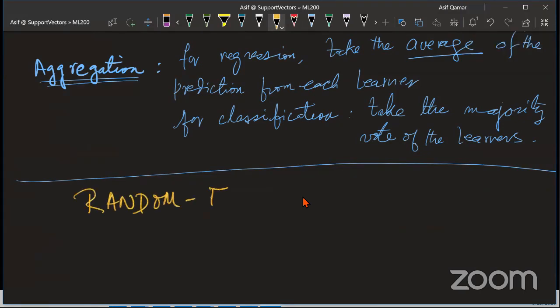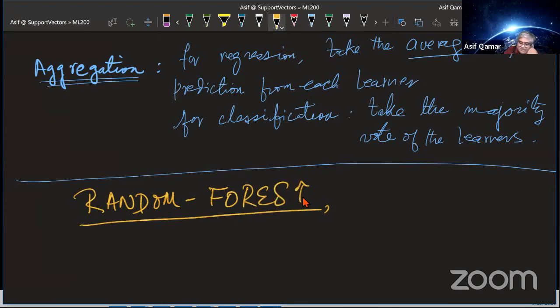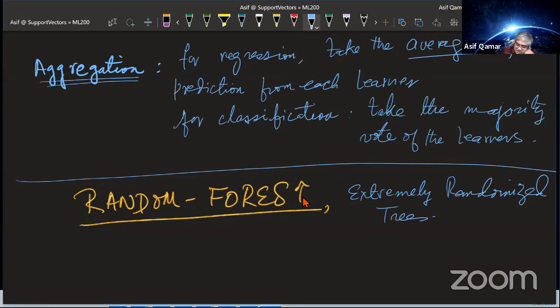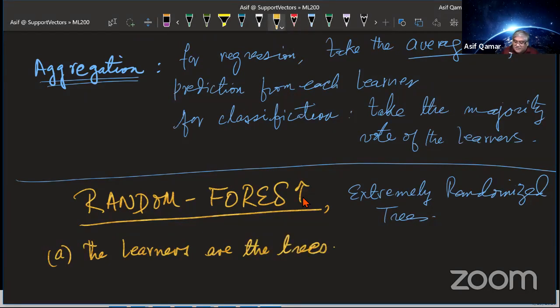RandomForest. RandomForest. And its close cousin, which is a slight improvement, but somewhat lesser known. There are many variants of it. For example, there is extremely randomized trees, etc. But let's go with RandomForest. So what is RandomForest? In RandomForest, the learners are the trees, right? Take lots of them. Take or create lots of learners.